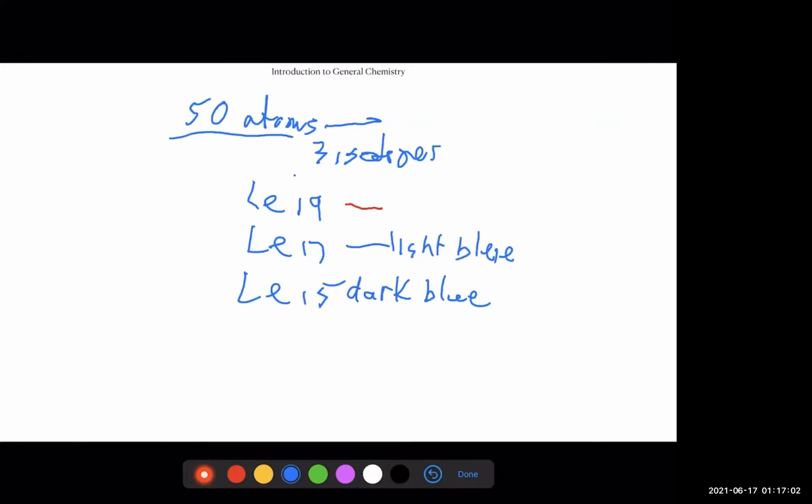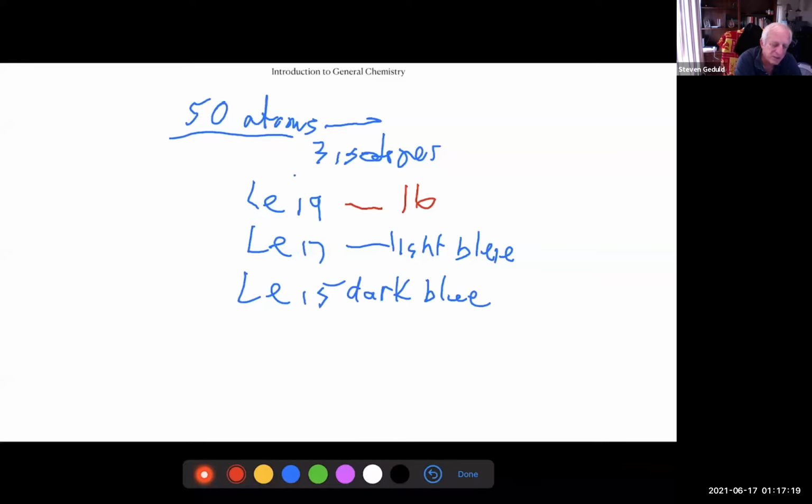Yes. How many atoms of those are red? Just count them. How many red atoms do you have? It shows 16. Okay, so you have 16 red ones. How many light blue ones do you have? Let's see.